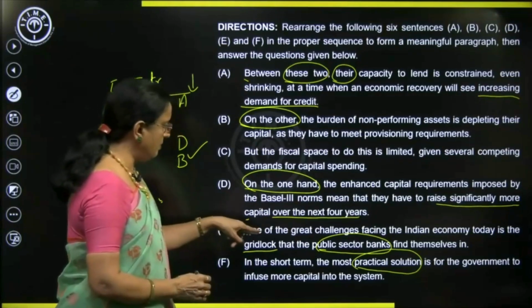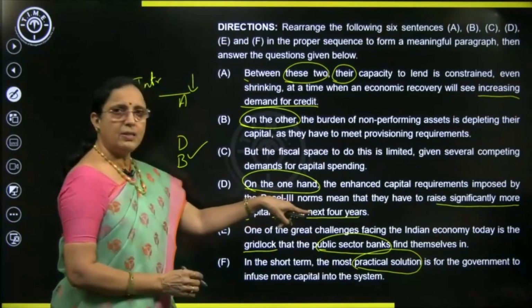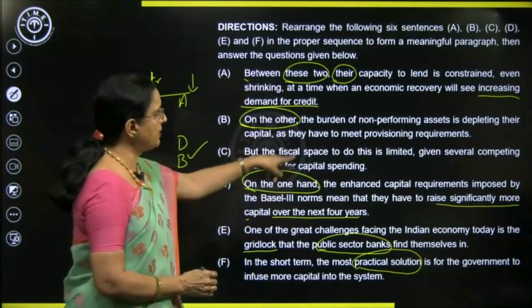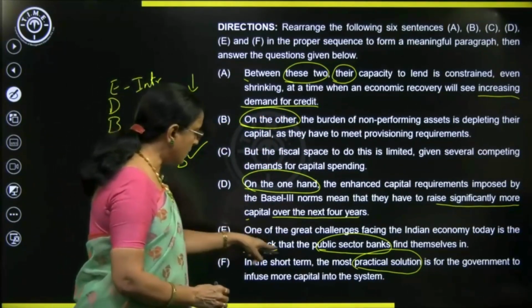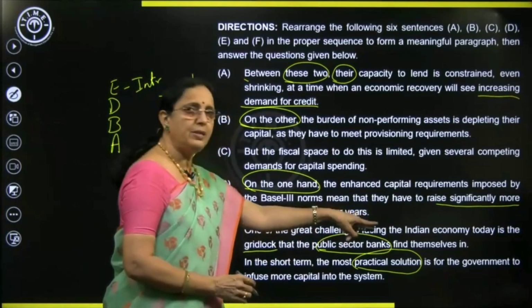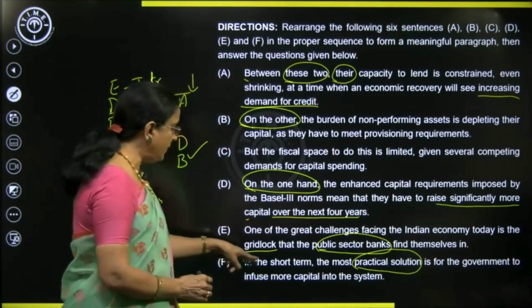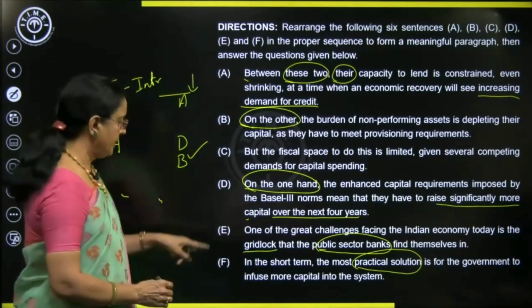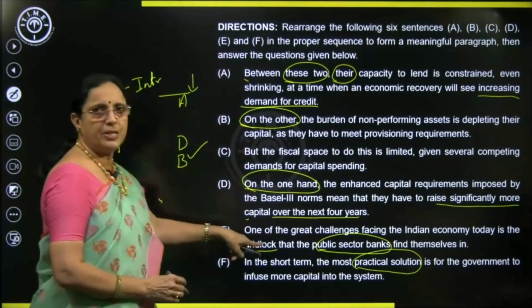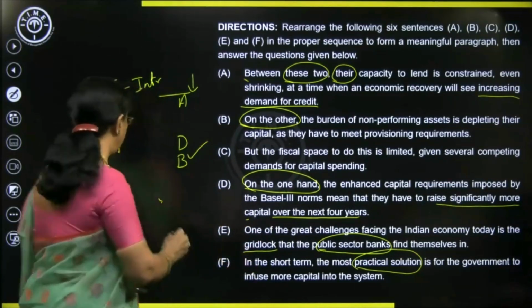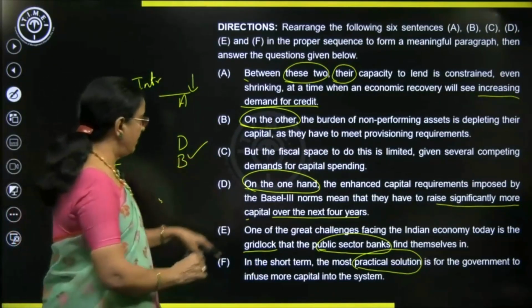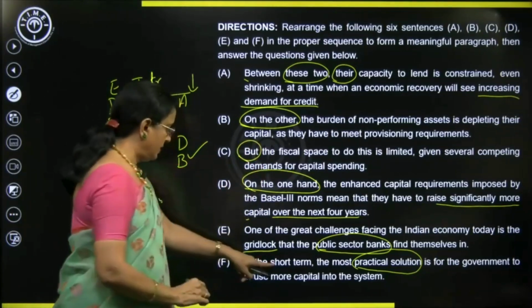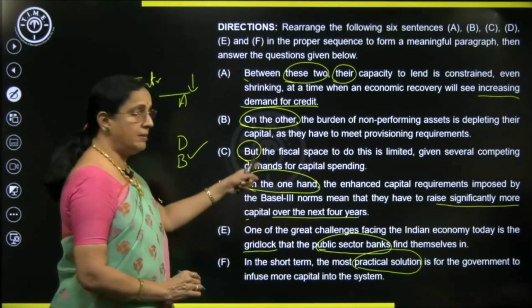In the short term, the most practical solution, see, we discussed the problems, right. Economic recovery will see increasing demand for credit. In the short term, the most practical solution is for the government to infuse more capital into the system. So, the solution to these challenges is this one, F. But here it is. So, the solution is this, but there is a constraint.